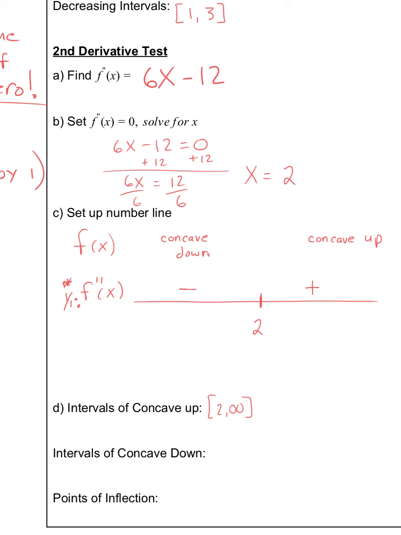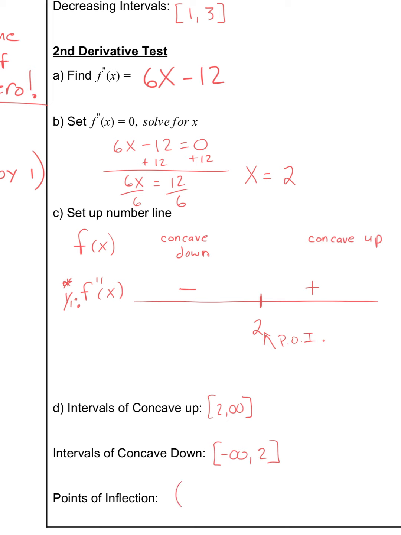Our original function is concave up. Our interval of concave down is right here, from negative infinity to 2. So we can list out that interval, negative infinity to 2. And our point of inflection is right here. At 2, our function changes from concave down to concave up. So this right here is our point of inflection. All right, that is our POI.